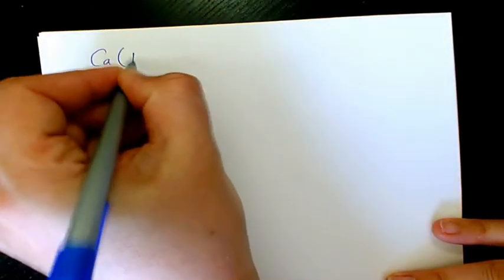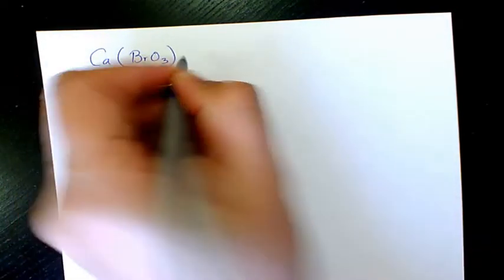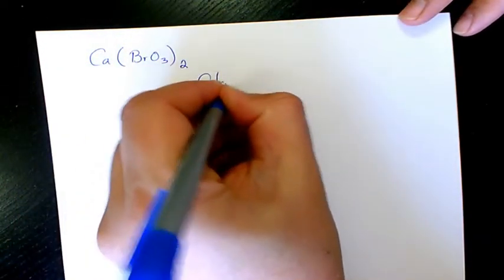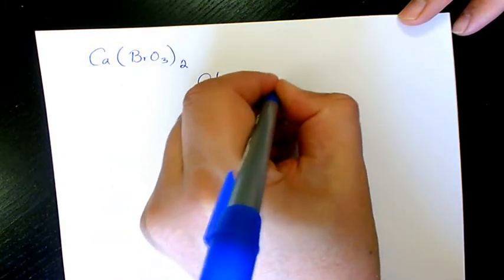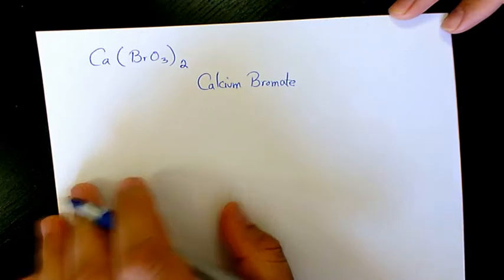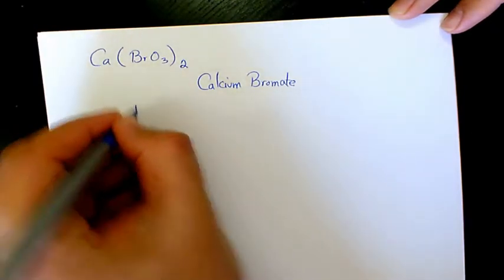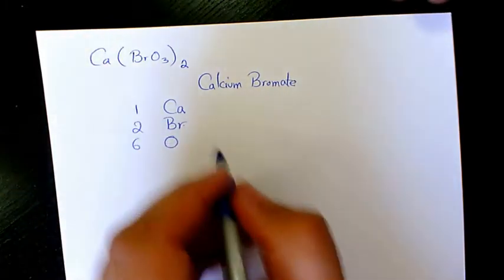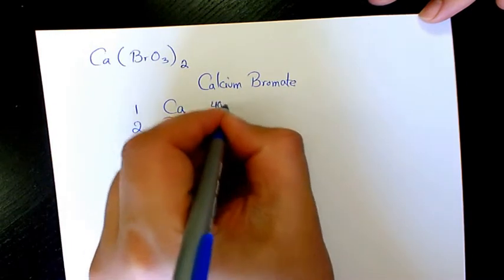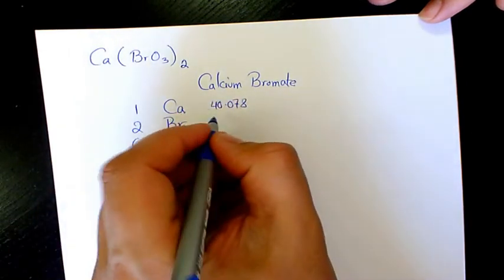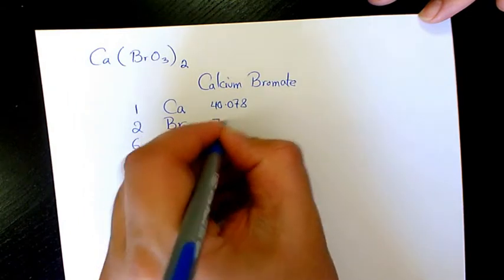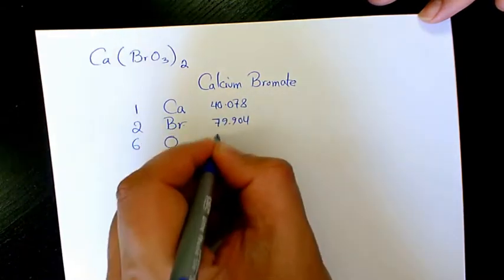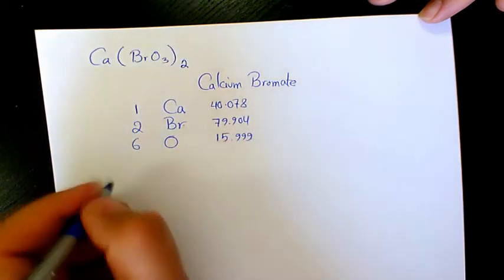Next compound is calcium bromate. So Ca(BrO3)2. We call it calcium bromate. So we have 1 atom of calcium, 2 atoms of Br, 6 atoms of oxygen. So we have 40.078. Br is 79.904. Oxygen is 15.999.